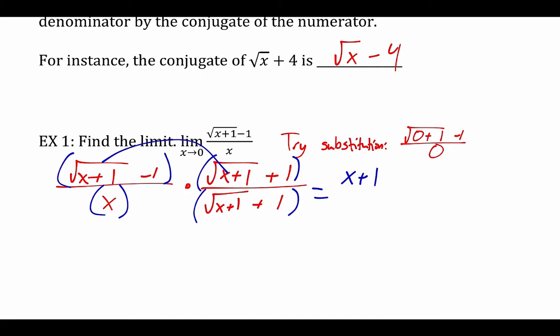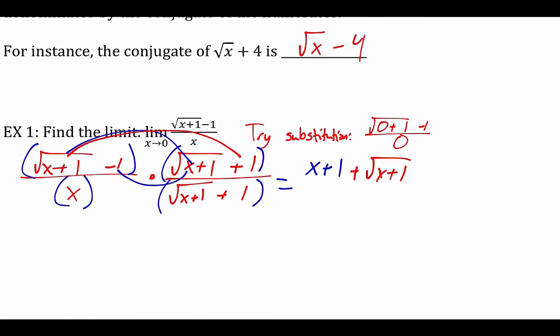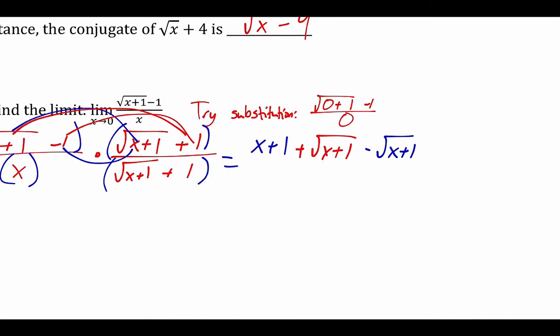I'm going to kind of color code this. We're going to have the square root of x plus 1 times 1, which is going to be plus the square root of x plus 1. Moving on to the next part, negative 1 times the square root of x plus 1. That's going to give us negative square root of x plus 1. And finally, negative 1 times positive 1 is just going to give us negative 1.